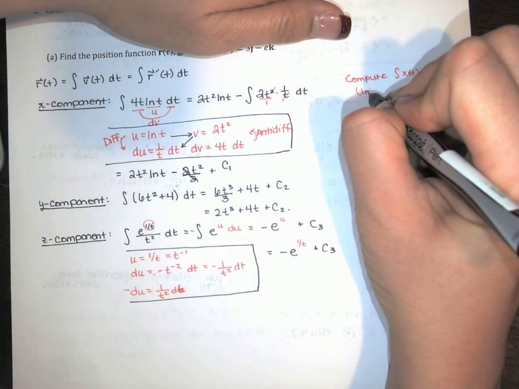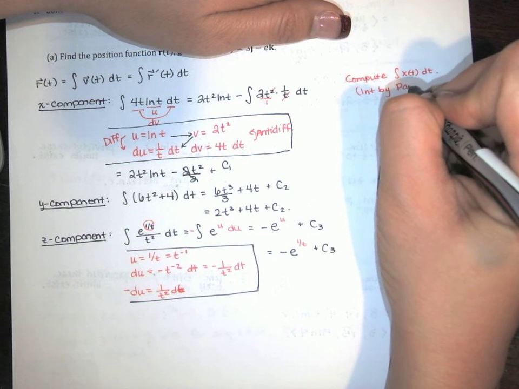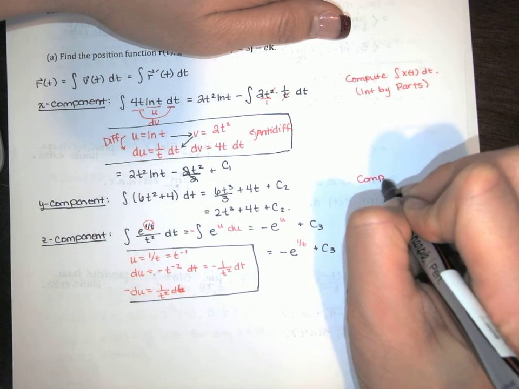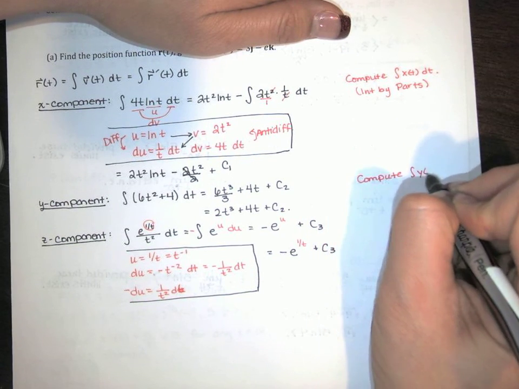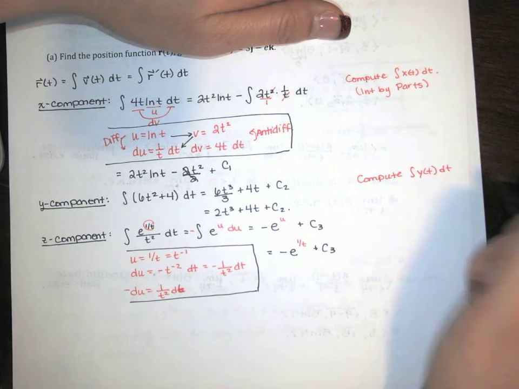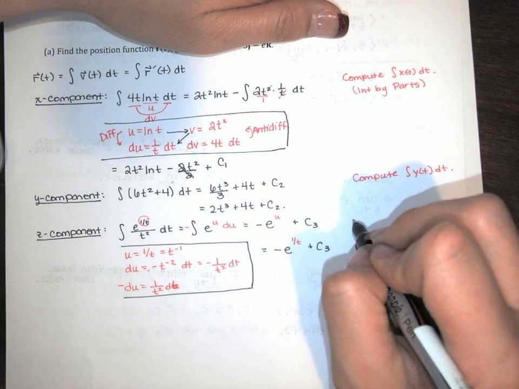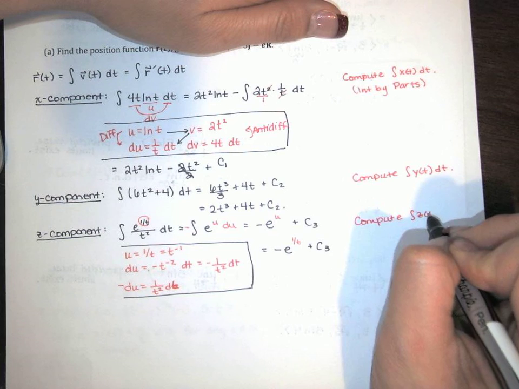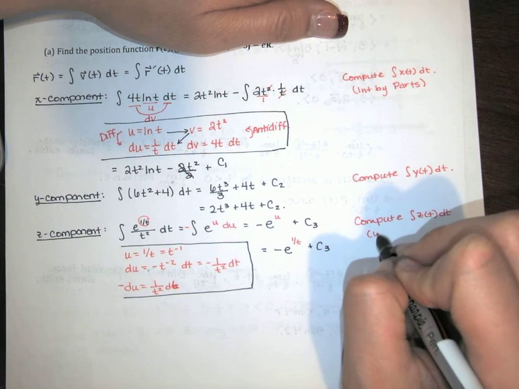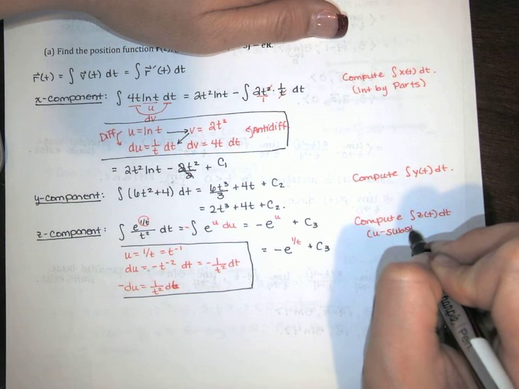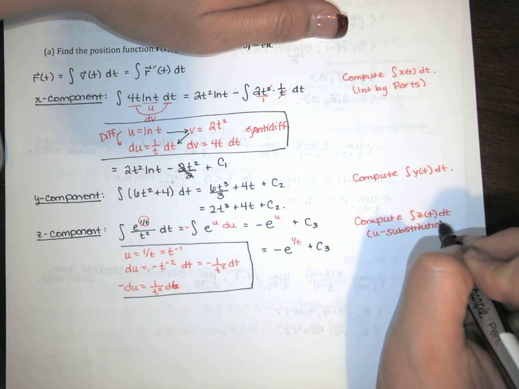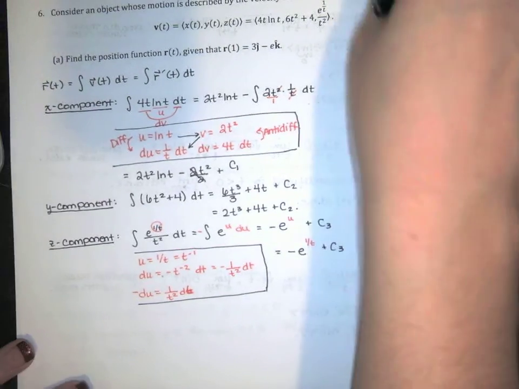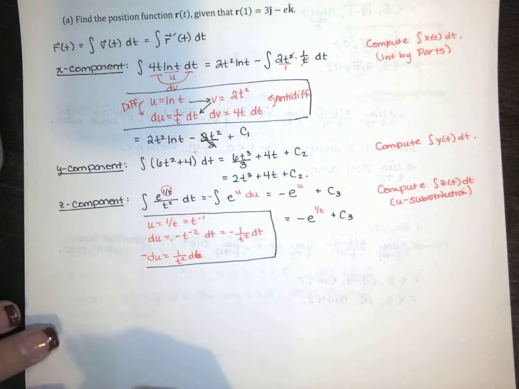And this one required integration by parts. And that's just basic rules for y of t. And this one is just u-substitution. Now we've got our position function, but it has these arbitrary constants in it. We're going to do something about that. So let's put all of our pieces together.